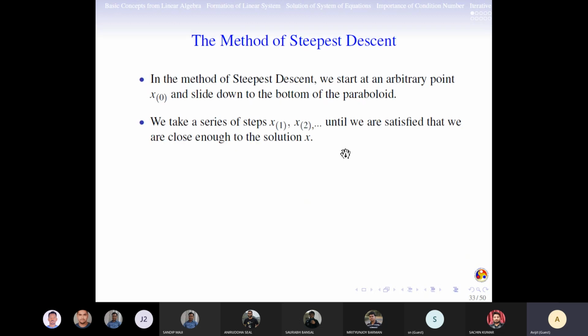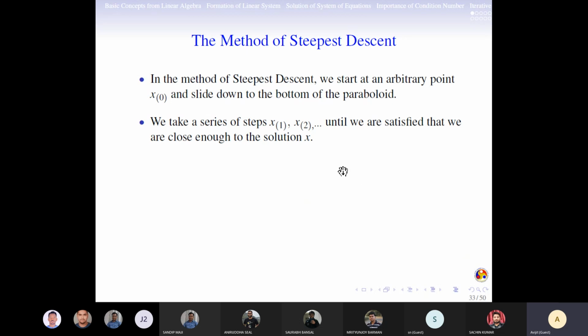Now we are coming to the method of steepest descent, the mechanism. That means we will start with an arbitrary point x naught and slide down to the bottom of the paraboloid. That will occur by a series of steps x1, x2 until we are satisfied that we are close enough to the solution x.